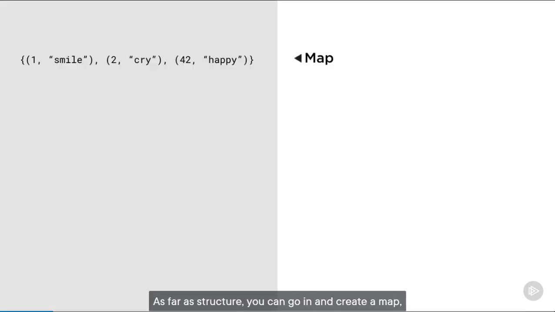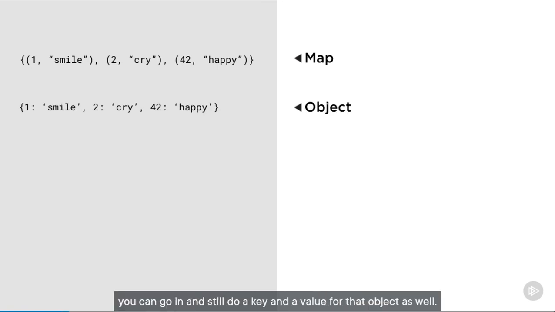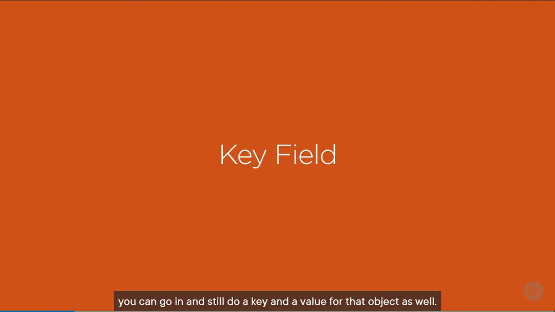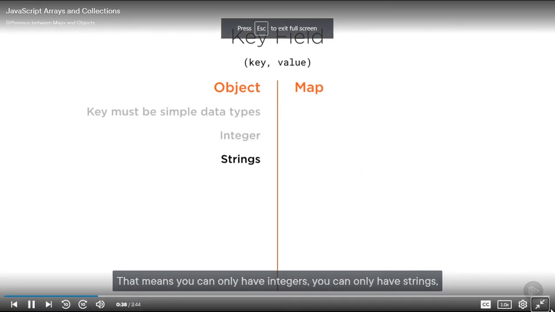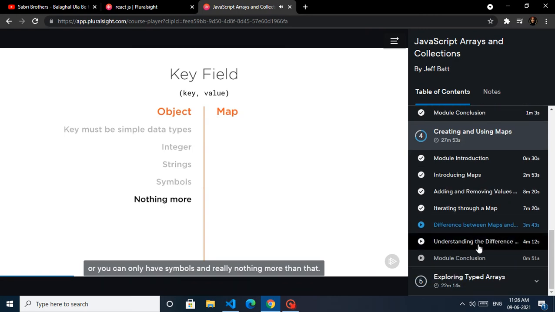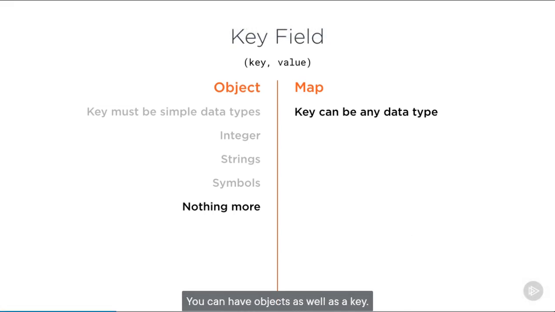As far as structure, you can go in and create a map, and you can have a key and a value for that map. For the object, you can go in and still do a key and a value for that object as well. But there is a difference in the key value. The keys in the object must be simple data types. That means you can only have integers, strings, or symbols, and really nothing more than that. For maps, you can have any data type. You can have those primitives, you can have objects as well as a key.